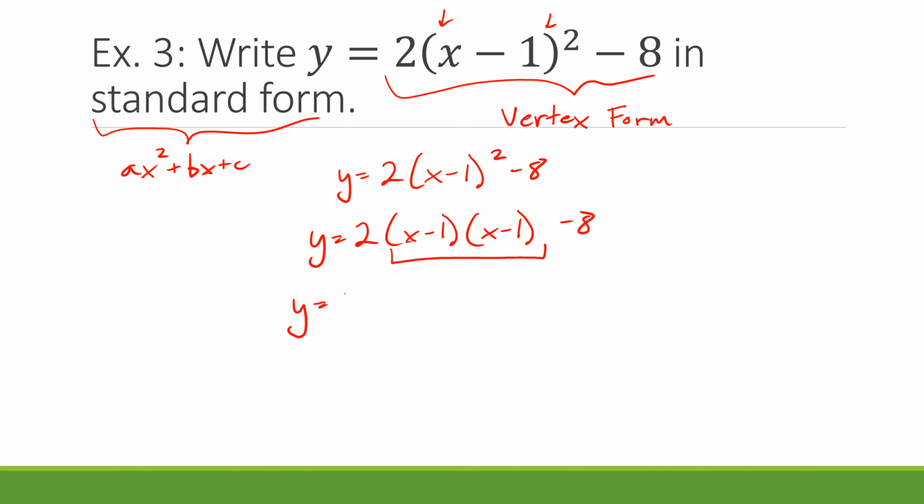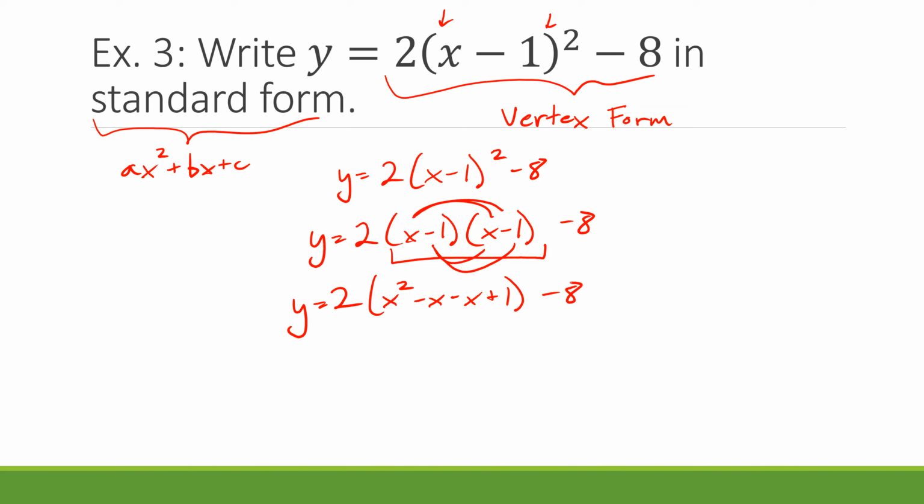I'm going to leave 2 outside. Sometimes people get confused about that. Don't distribute 2 in until the end. And I'm going to FOIL this. So x times x is x squared. x times negative 1 is negative x. Negative 1 times x is negative x. Negative 1 times negative 1 is positive 1.